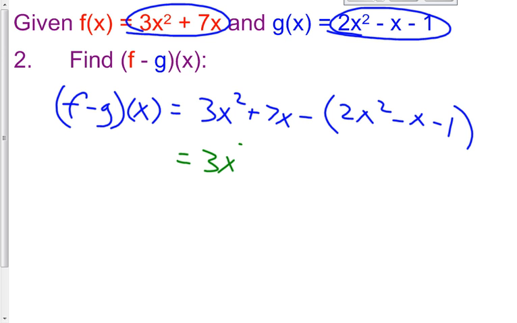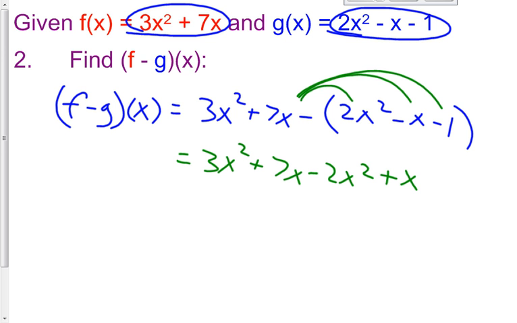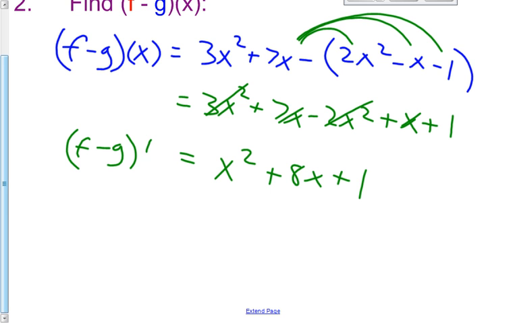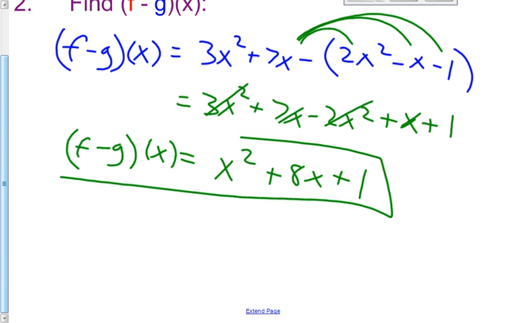So you still have 3x squared plus 7x. Now a negative 1 times 2x squared is a negative 2x squared. A negative 1 times a negative x is a positive x. And a negative 1 times a positive 1 is a negative 1. Now you just combine like terms, and there we have our answer. So our answer is 1x squared. 3x squared minus 2x squared is 1x squared. 7x and 1x makes 8x. And then you have our negative 1. So f minus g of x equals x squared plus 8x minus 1.